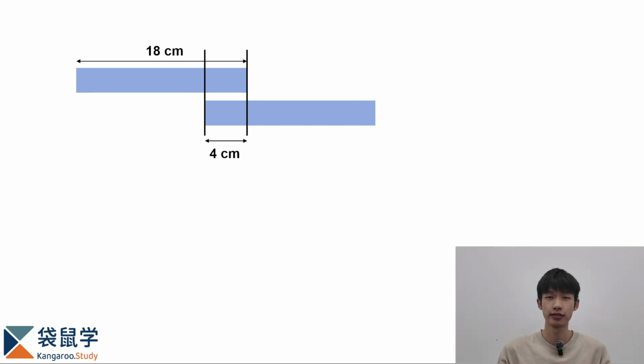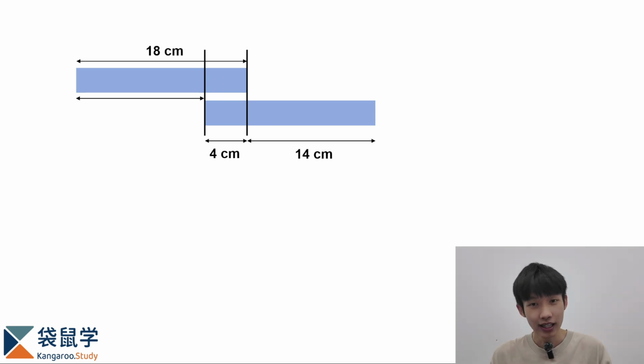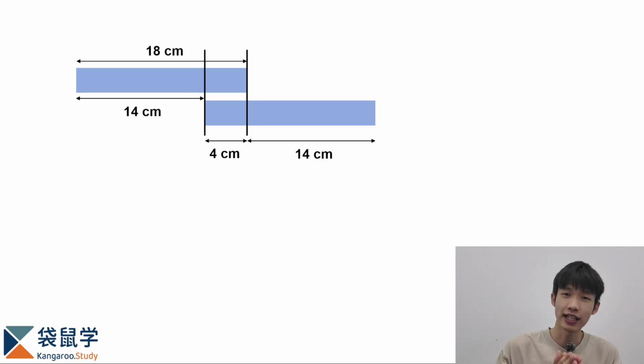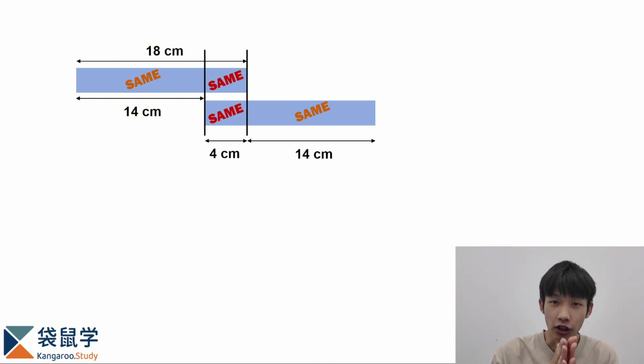Now, how about the rest? The left side and right side should be how long? And this one should be very simple. It just uses 18 minus 4 and gives us equals to 14 for the right side and 14 for the left side. So you can see the non-overlapping part is actually the same. And why is it the same? Because for two identical shapes, we're cutting out the same length, which is the overlapping part, because the overlapping part should be also the same.